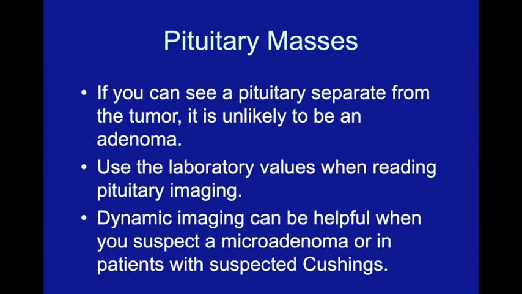So if you can see the pituitary separate from a tumor, it's unlikely to be an adenoma. I use the laboratory values whenever I'm reading pituitary imaging when they're available. When the clinical history says elevated prolactin, that can mean a lot of things to clinicians. It can mean that they're slightly elevated to being highly elevated, and that changes the prior probability of disease when you're reviewing the imaging. So again, you look at the imaging differently if you know what the prolactin values are. And I find dynamic imaging can be very helpful when you suspect a microadenoma or in patients with suspected Cushing's disease. So again, be thoughtful of these are some things I want you to take away today.